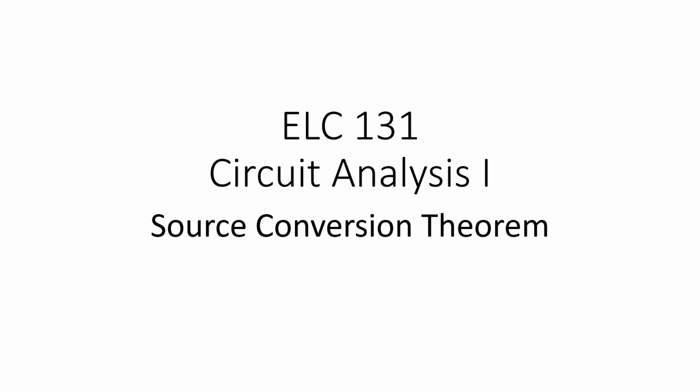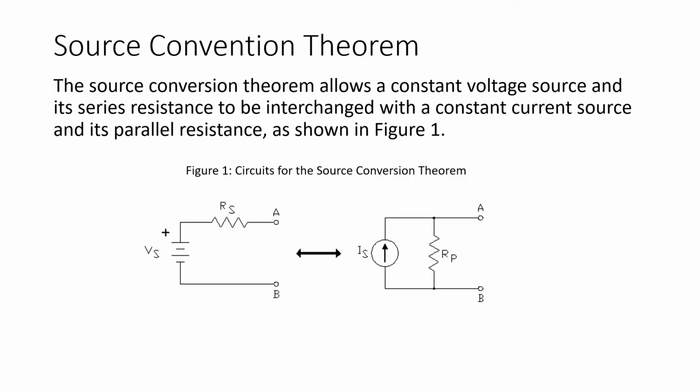This is ELC131, Circuit Analysis 1, and in this video we will look at the source conversion theorem. Now, the source conversion theorem allows us to take a voltage source and its series resistance connected to two terminals shown as A and B in Figure 1 and convert it to a constant current source and a parallel resistance connected to terminals A and B.